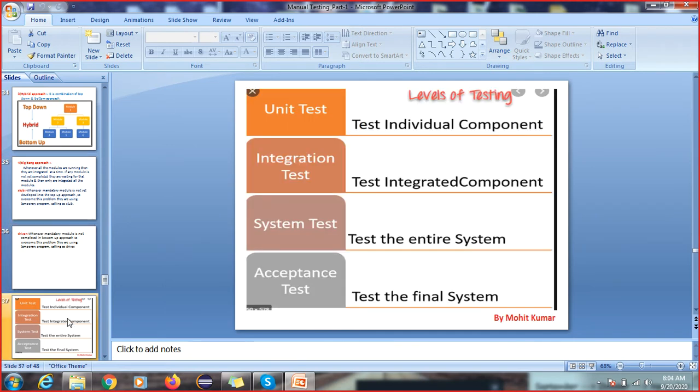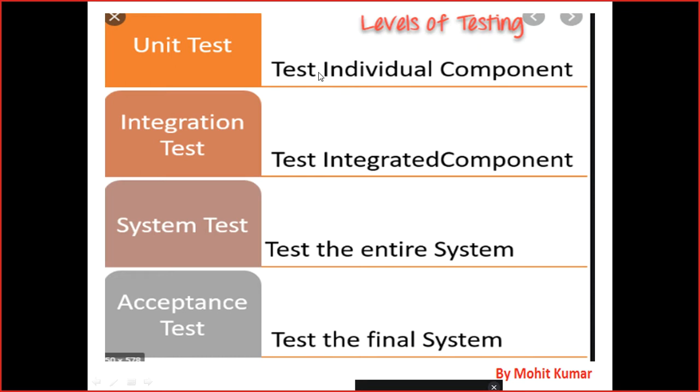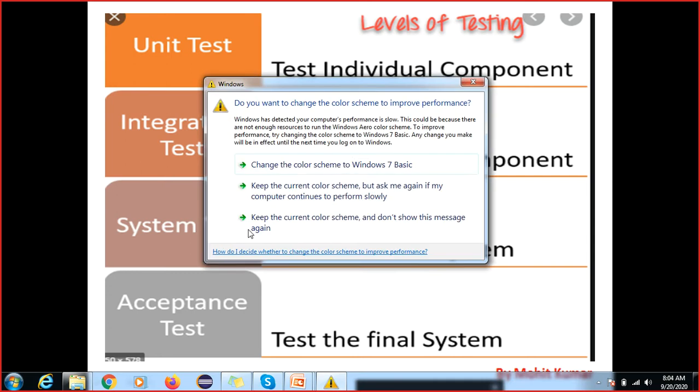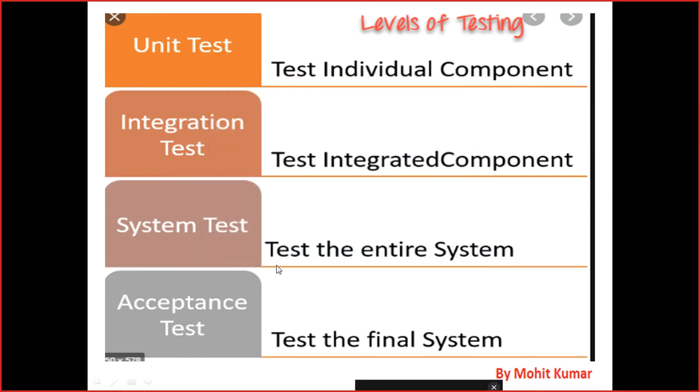A stub and driver. Okay, so in the levels of testing, we have unit testing, integration testing, which test the individual component, then test the integrated component, and then system testing. System testing is not only one type of testing. We are testing our application end to end. Inside system testing, many other testings are there. We can do hardware testing and software testing also. End to end testing is called system testing.